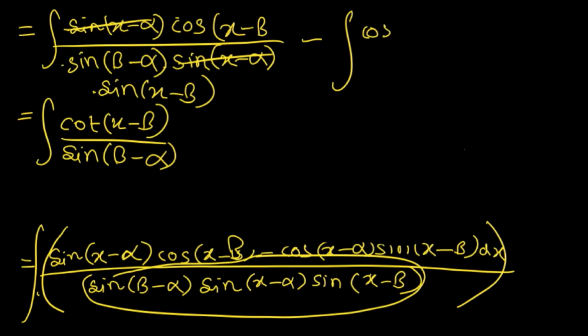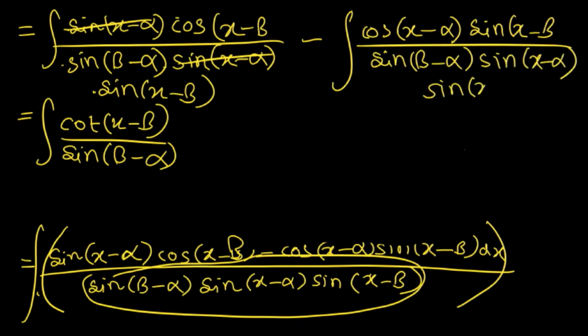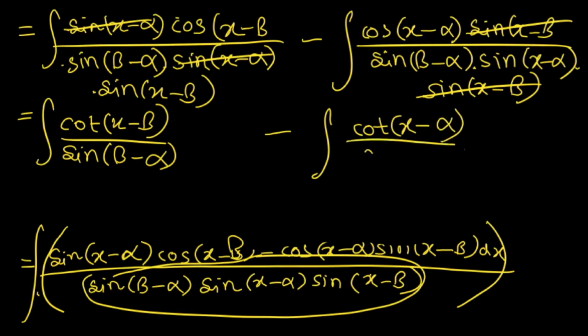So cos(x − alpha) sine(x − beta), and what is left is sine(beta − alpha) sine(x − alpha) sine(x − beta). These terms are in multiplication format, so we can cancel sine(x − beta) from here, and cos(x − alpha) by sine(x − alpha) results in cot(x − alpha), and we are left with sine(beta − alpha).